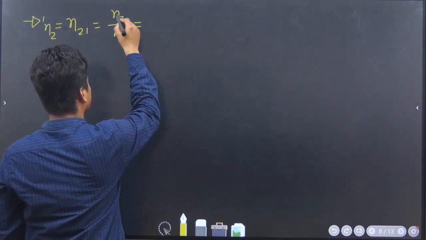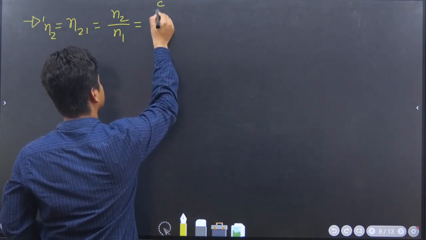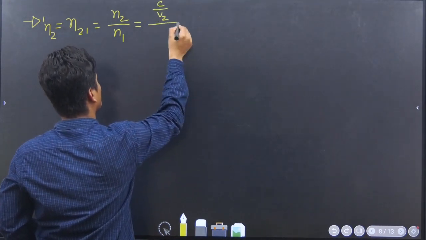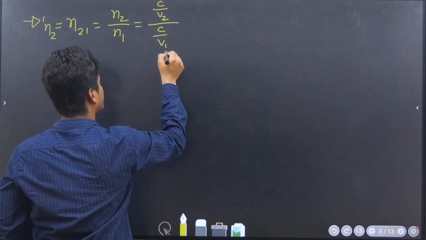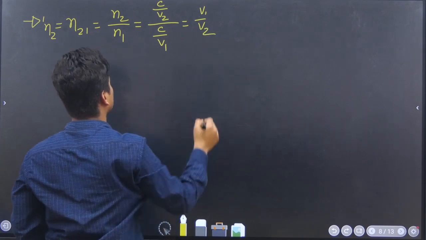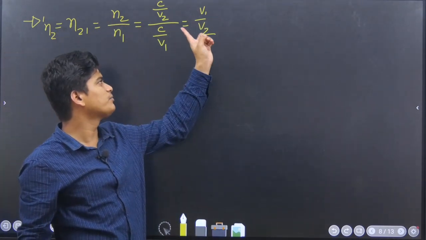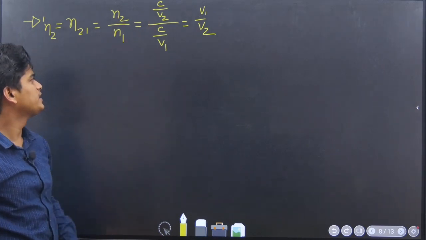Okay. Now here the second medium's absolute refractive index is C by V2, divided by C by V1. Now I can write, C will get cancelled, V1 by V2. That means here what relation are we getting? Eta 2, 1 is nothing but V1 by V2 or eta 2 by eta 1.